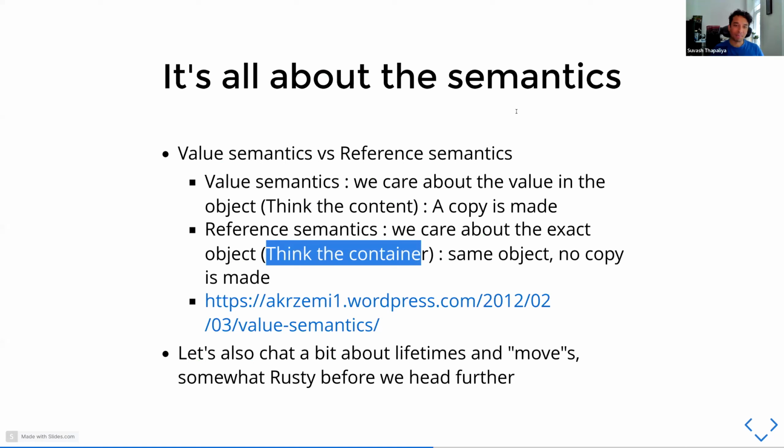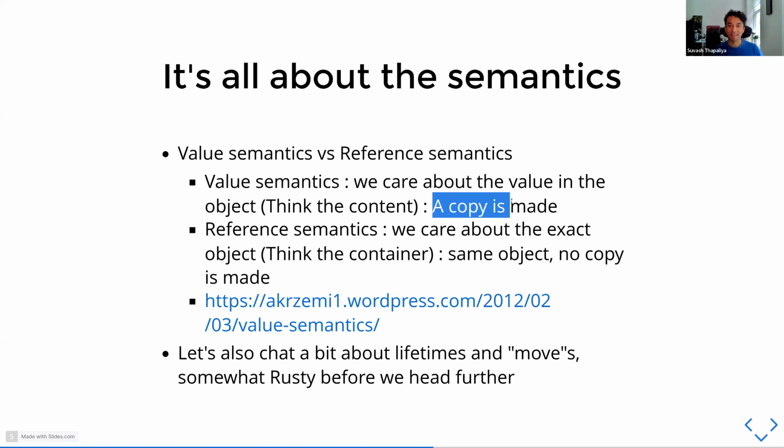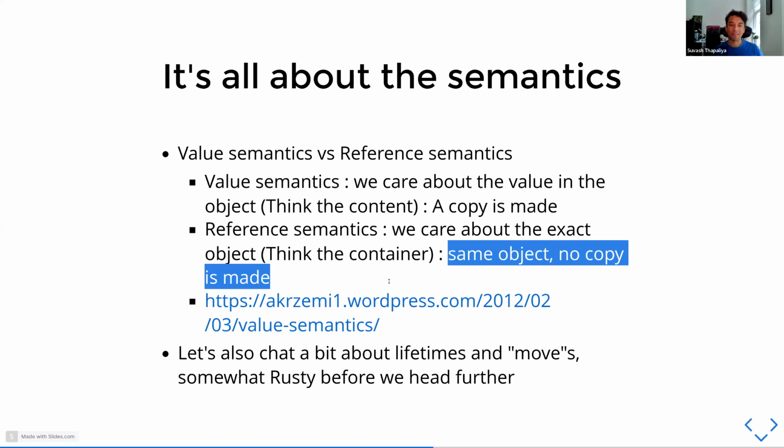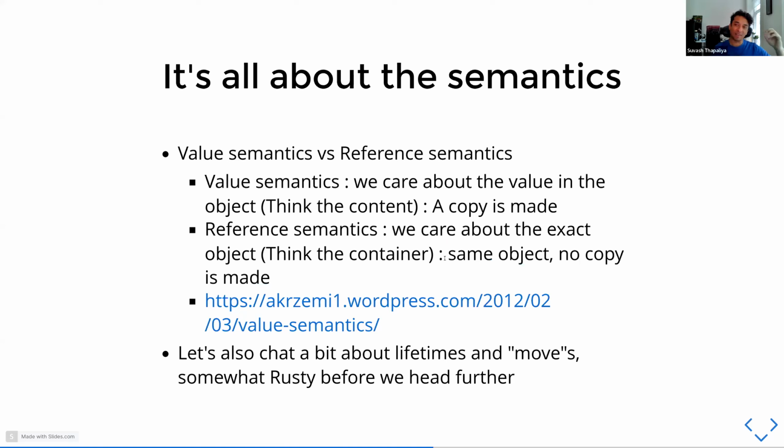This is the part that we care about: in value semantics, a copy is made, and in reference semantics, it's the same object, no copy is made. So this is the part that I think you should remember. Making a copy usually is expensive, and referring to the same thing is usually cheap, but not necessarily. I also mentioned, let's chat a bit about lifetimes and moves.